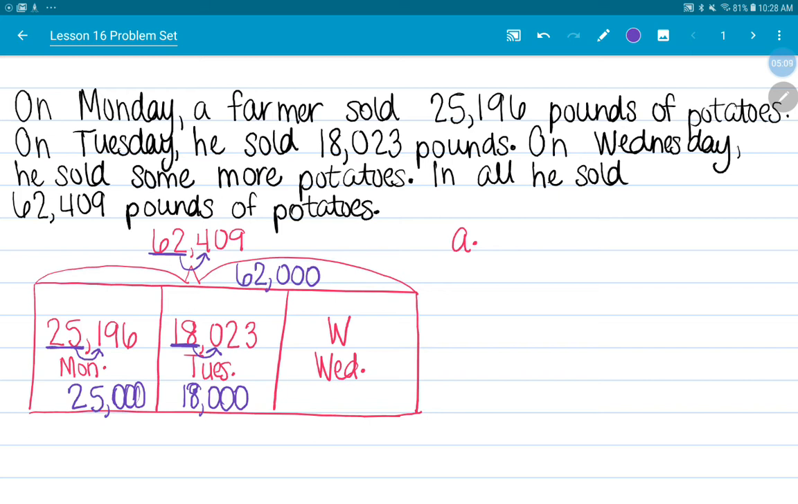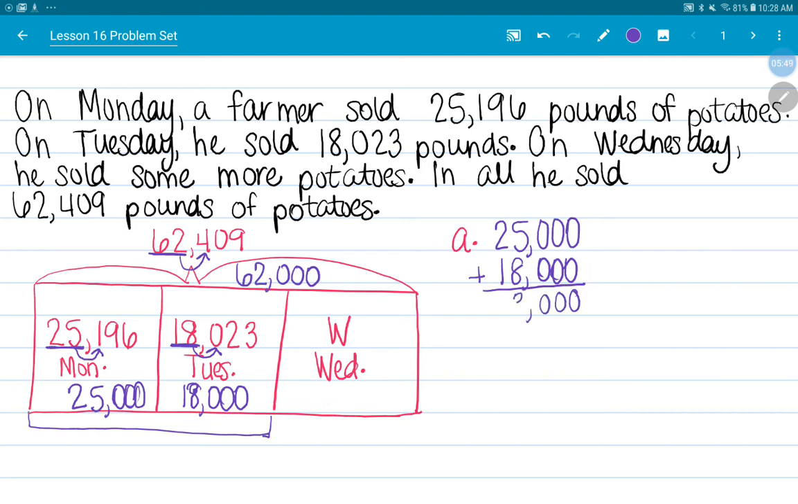Jaden, you said you knew what we needed to do. Okay, I'm not fully sure, but I'm pretty sure we're going to have to add it together. Okay, what are we going to add together? Monday and Tuesday? Yeah, we've got to put together Monday and Tuesday. So if I add together the about 25,000 pounds that he sold Monday, and the 18,000 pounds from Tuesday, that's going to give me those two parts combined.